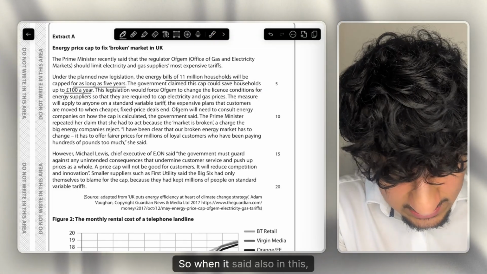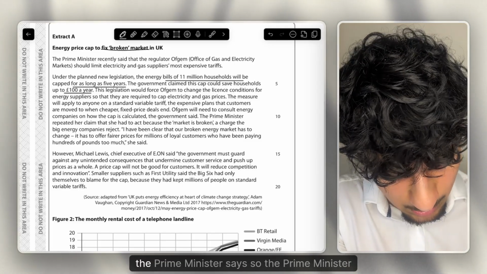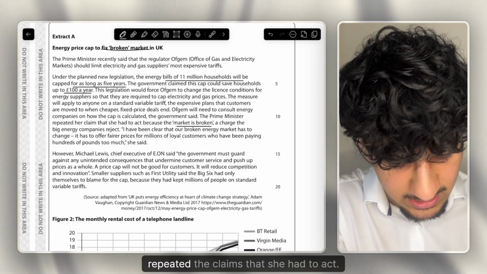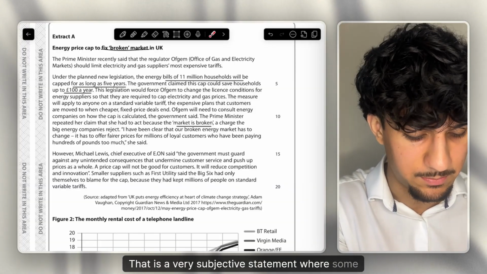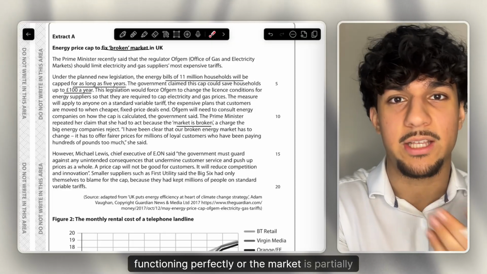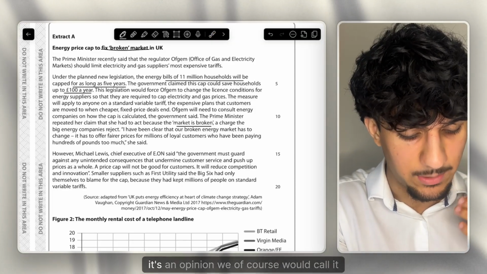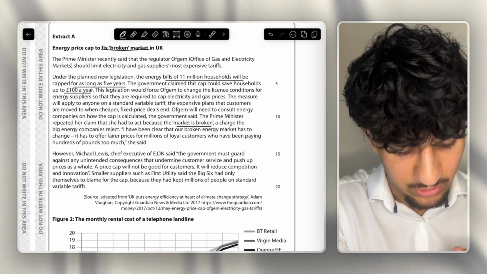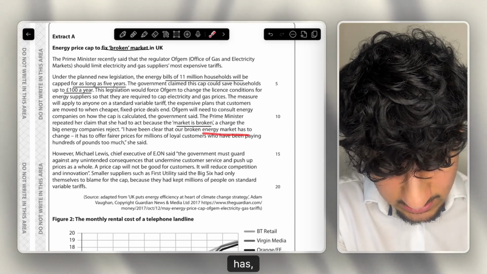Here, it's said also in the title, the market is broken, the Prime Minister says. So the Prime Minister repeated their claims that she had to act, the market is broken. That is a very subjective statement where some people may think the market is functioning perfectly, or the market is partially broken. So therefore that is of course an opinion, and when it's an opinion, we of course would call it a normative statement.